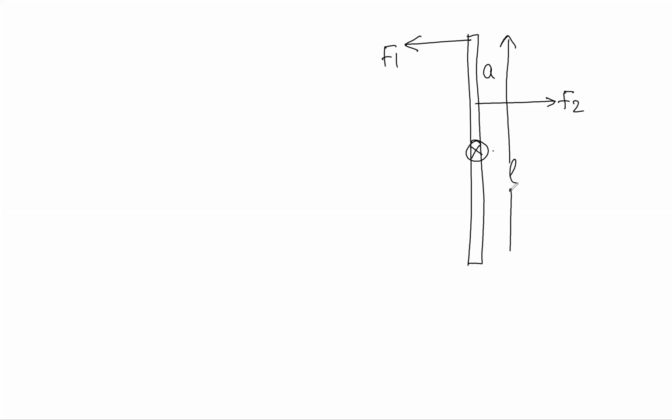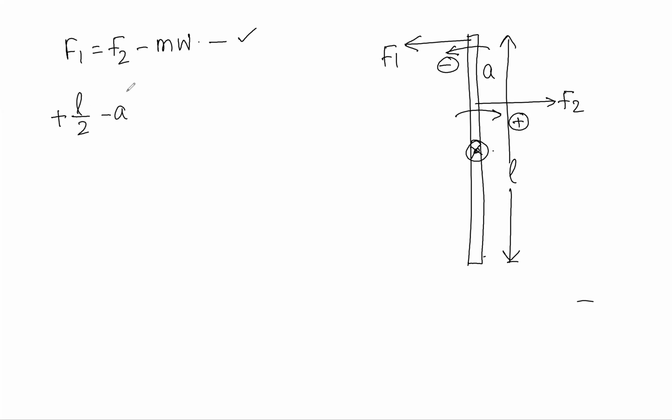So I assume that this length is equal to L, and then we also said that F1 is equal to F2 minus MW. The value of F2, MW, everything is given. We want to find out the value of L. So this equation we already did. And I was writing out the torque equations about this point. So this direction was positive and the opposite direction was negative. So I wrote plus L by 2 minus A, that is the distance from the axis to this point, L by 2 minus A, into F2, minus what is the distance from the axis to F1, that is just L by 2 into F1 is equal to 0.